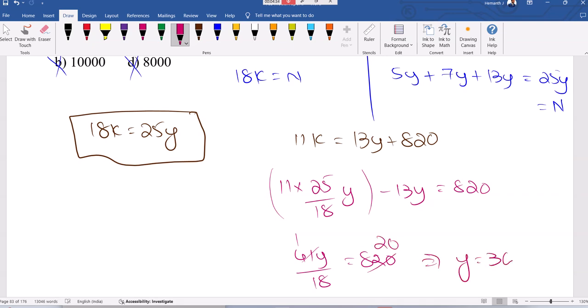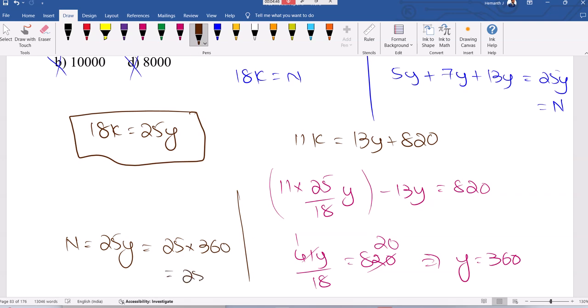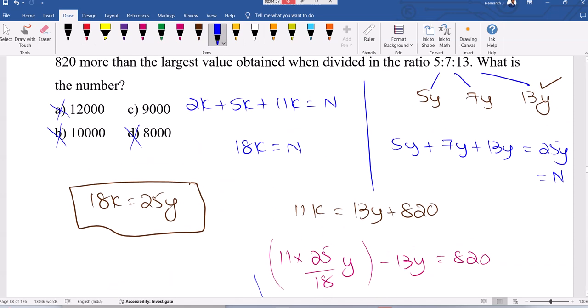When y is 360, the given number should be equal to 25y. 25 into 360. This is 25 into 4 into 90, also we can write. 25 into 400 is 10,000, hmm, 100 into 90, 9,000. 9,000, that's the option which is left over.